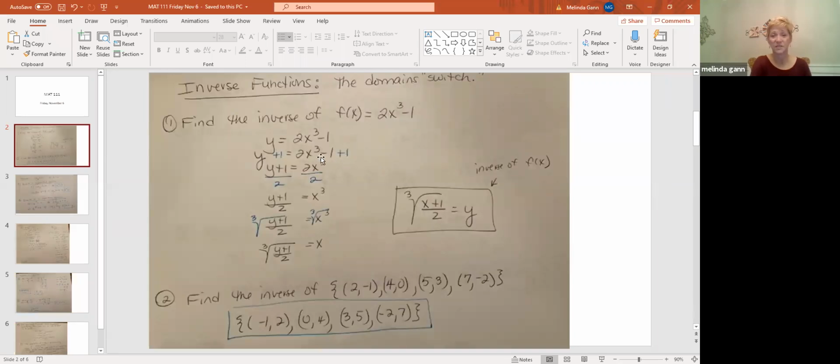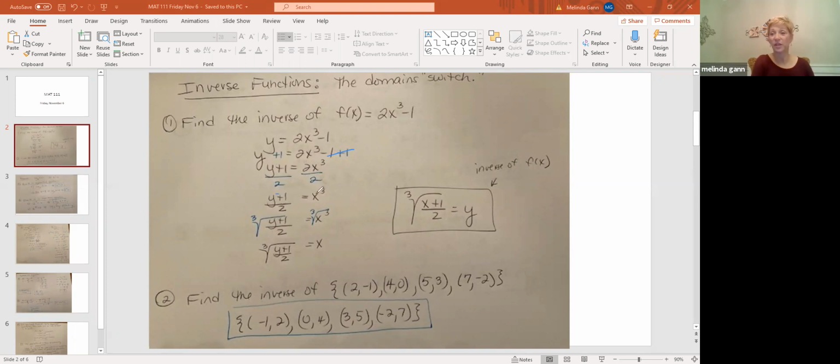So those go out, and they just leave me 2x cubed on this side, and I've got y plus 1 on this side. So I had y plus 1 equal 2x cubed. Again, I had to get rid of the 2, so I divided both sides by 2. That left x cubed is y plus 1 divided by 2.